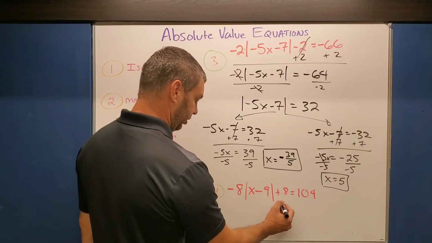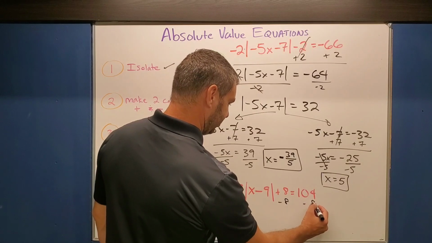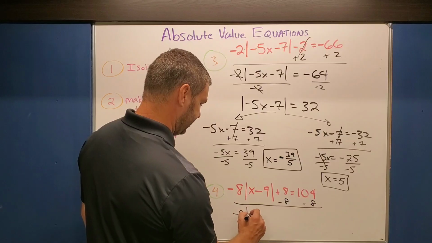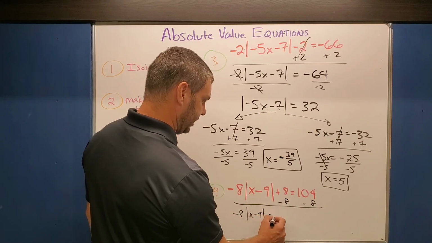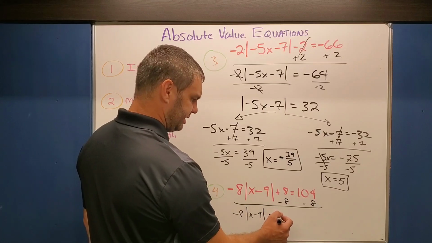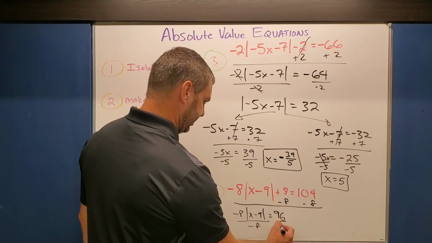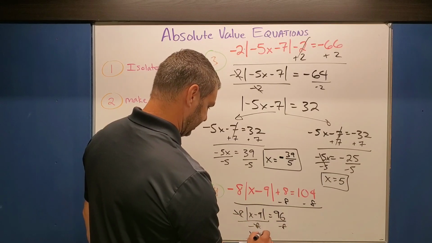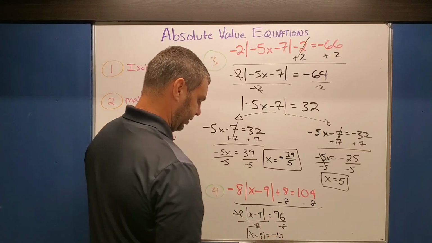All right, let's go to this last one here. I promised you something earlier. If you remember that, you may be able to see what's going to happen on this one. But let's start by subtracting 8. And we're going to have negative 8 times the absolute value of x minus 9 equals 96. Then if I divide by negative 8, we have the absolute value of x minus 9, I believe that's 12, equals negative 12.